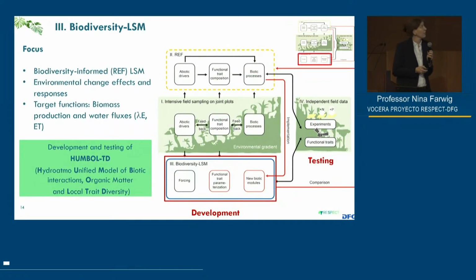The second major point of this research is to biodiversify land surface models, and for that to then project environmental change effects on the target functions, biomass production and water fluxes. And for that endeavor, the modelers developed the so-called Humboldt model, or a mixture of different models, which you see on the next slide. Humboldt stands for Hydro-Atmo Unified Model of Biotic Interactions, Organic Matter and Local Trait Diversity.